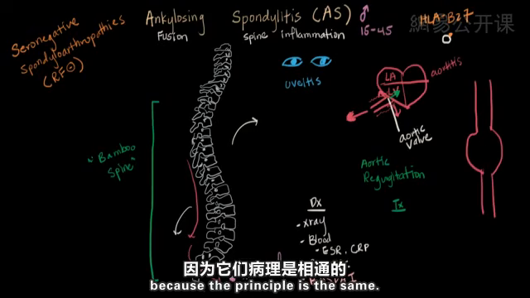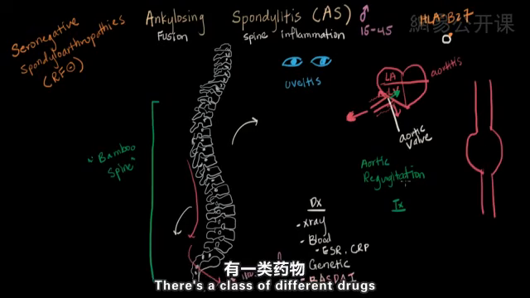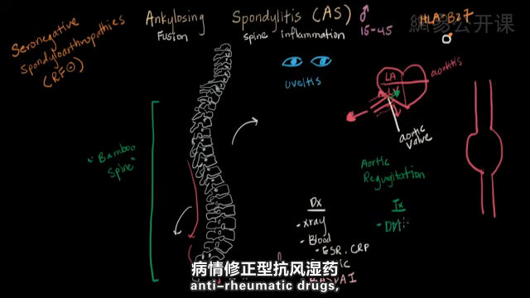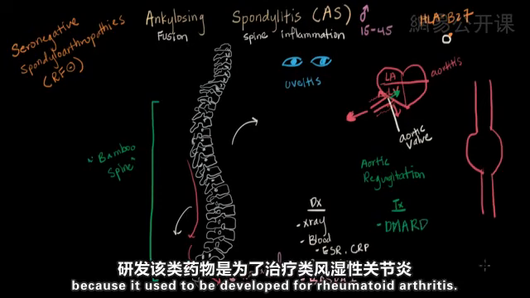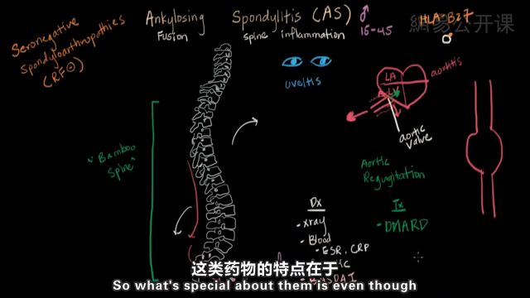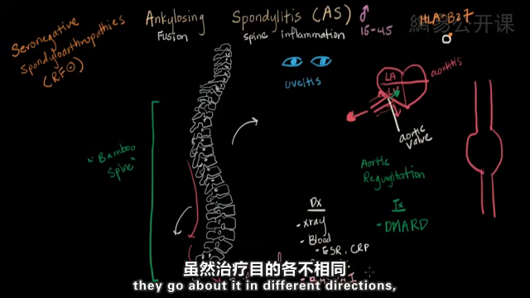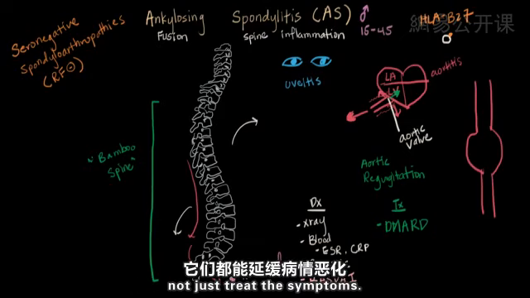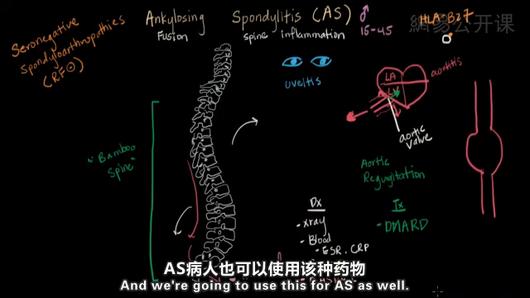because the principle is the same. You need to reduce inflammation. There's a class of different drugs with different mechanisms, but they're grouped together as disease-modifying anti-rheumatic drugs because they used to be developed for rheumatoid arthritis. So what's special about them is even though they go about it in different directions, it actually slows the progression of the disease, not just treat the symptoms. And we can use this for AS as well.